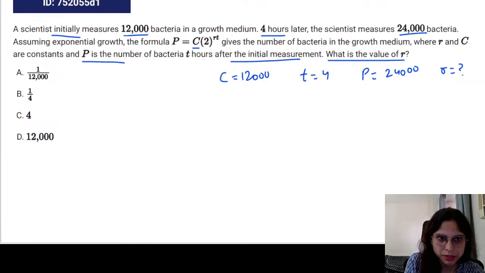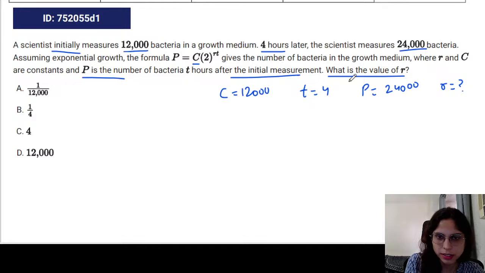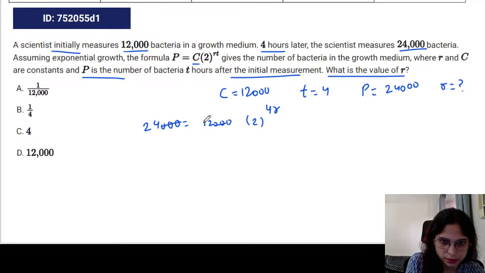So there are two different methods to solve this. The first one is you can directly put everything over here, solve manually. 24,000 equals 12,000 times 2 to the power 4r. Divide by 12,000, divide by 12,000, you will get 2. 2 equals 2 to the power 4r. 2 to the power 1 equals 2 to the power 4r. 1 equals 4r. R equals 1/4.